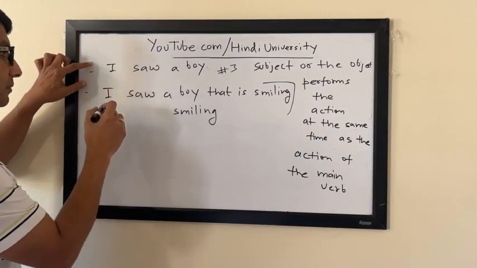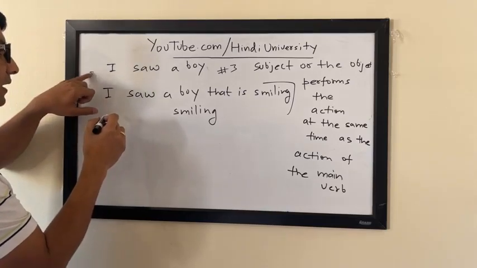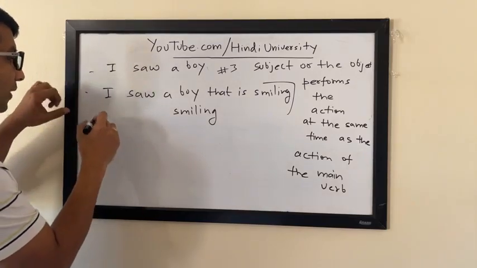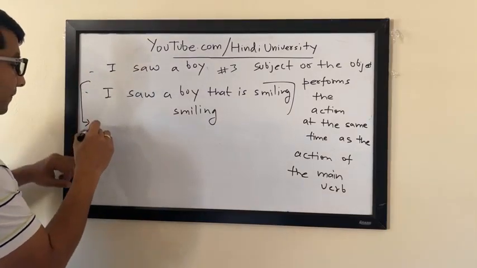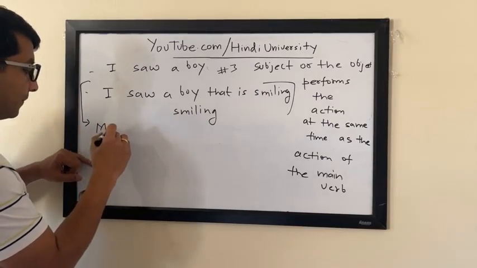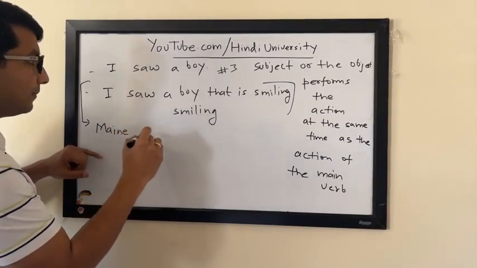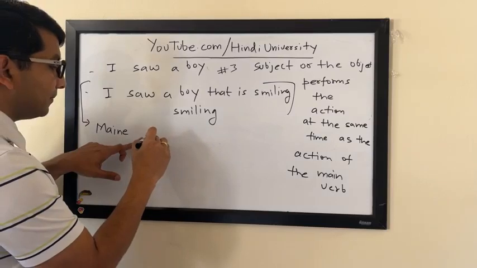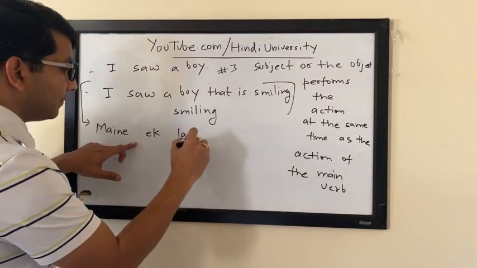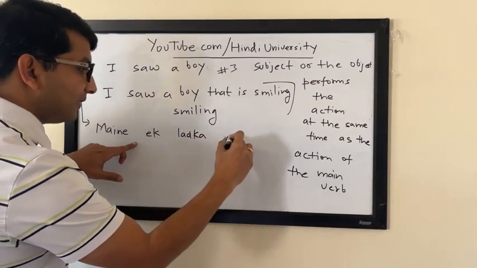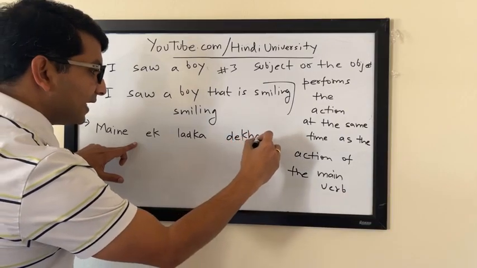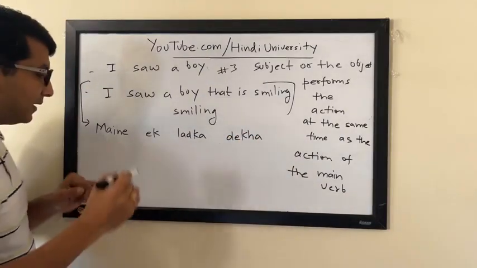So when I say the second sentence, I saw a boy that is smiling. Let's see the first one. Here I'm going to come back to you only. How will you say the first one? I saw a boy. Okay, I would say मैंने एक लड़का देखा. Very good, right? मैंने एक लड़का देखा. I saw a boy.